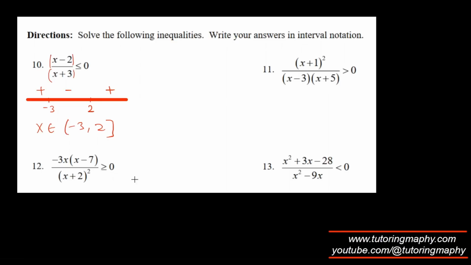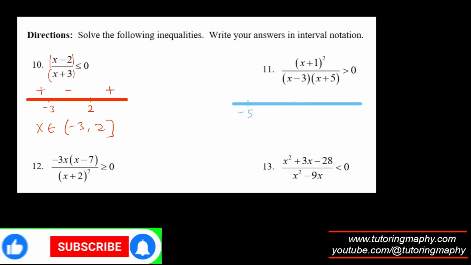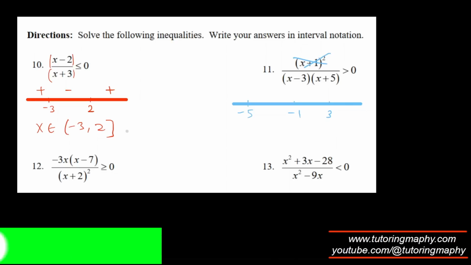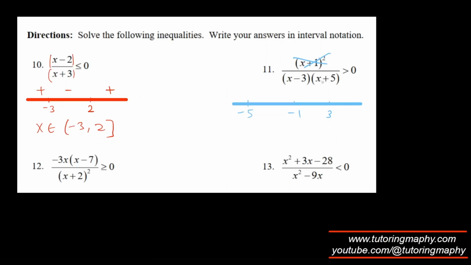Likewise, the next one, I'm going to make a number line here. The roots are, I think, -5, -1, and 3. I don't really care about this one because this is a whole square, so it doesn't matter what x I put, that's going to always return a positive number. So I'm just going to focus on the denominator's two terms to get the sign.